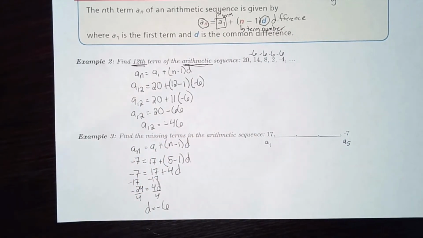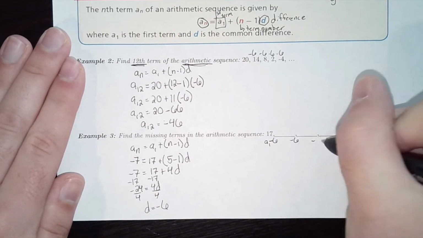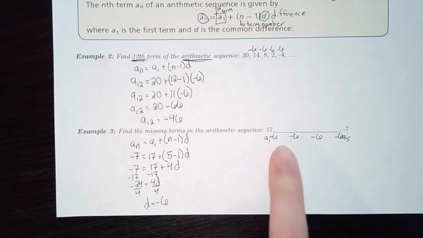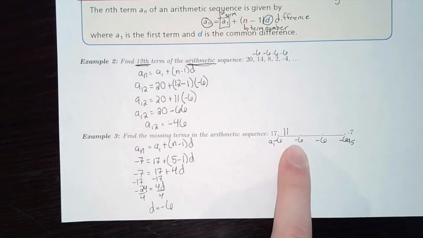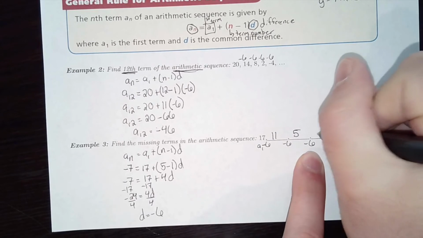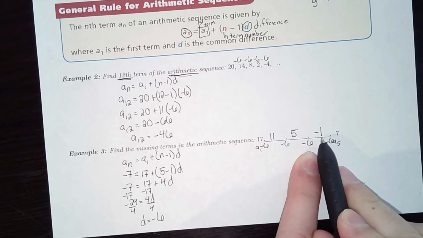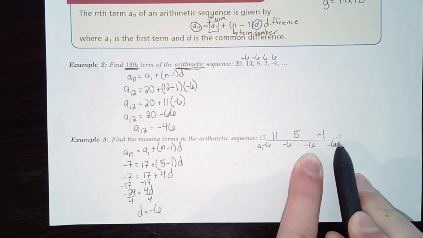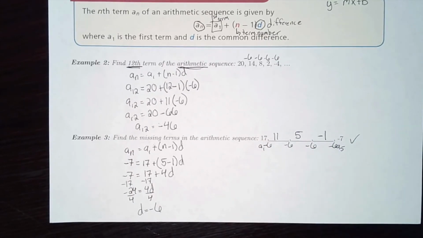Well, now that I know that it's negative 6, that means I'm applying a negative 6 to every one of these terms to get to the next. So from 17, I need to subtract 6. That gives me 11. Then I subtract 6 from the 11, which gives me 5. I subtract 6 from the 5, which gives me negative 1. And then I always do the last one just to make sure that this works out. Negative 1 minus 6 does give me a negative 7. So that one checked out. Those 3 are my missing terms in the middle.